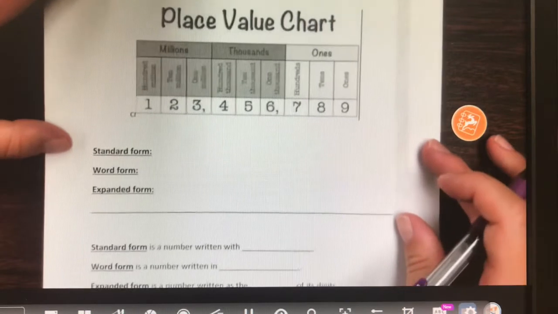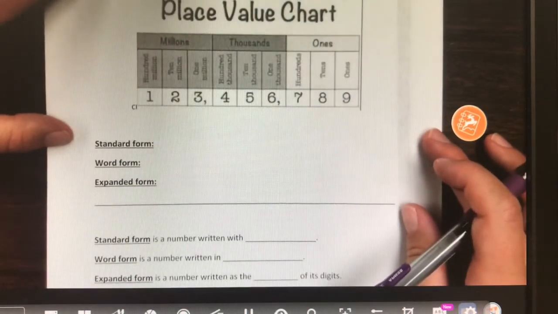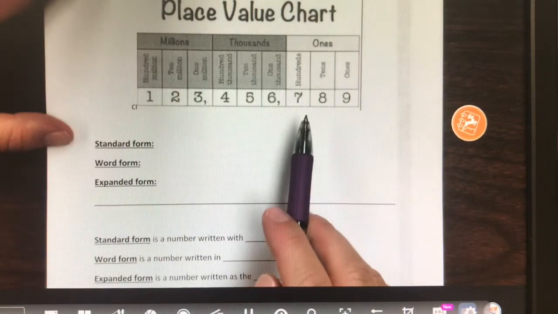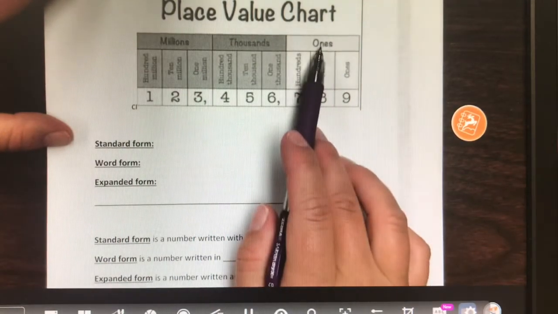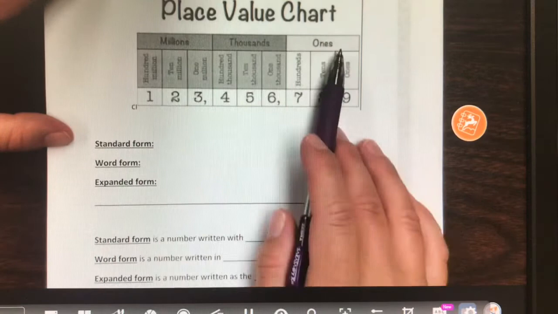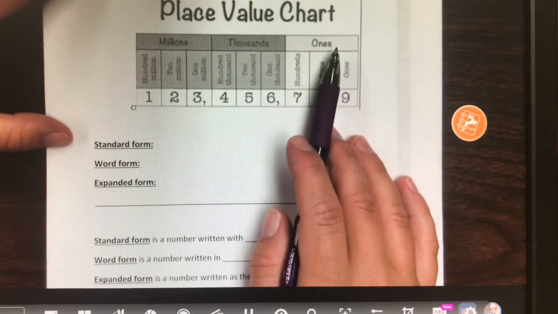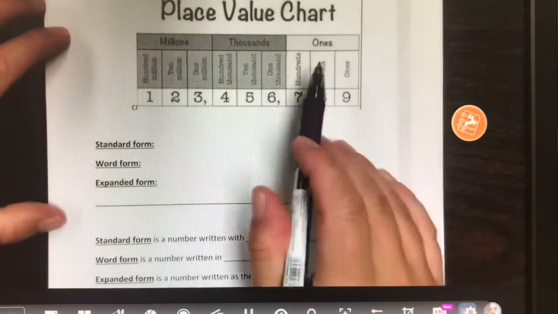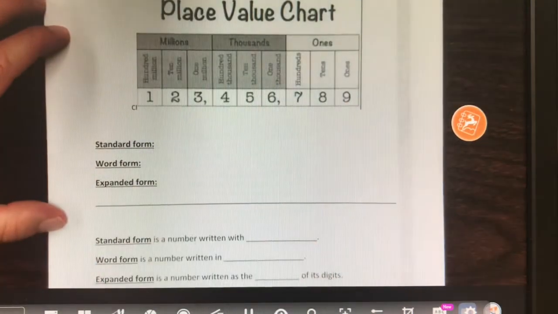So the first thing I have down here is just a basic place value chart, which I'm sure you're familiar with. But I just want to go over it quickly. As you can see up here we have the ones, the thousands, and the millions, and each of these are called periods, or if you're teaching younger grades you might call them families. So we have the ones family, the thousands family, the millions family.